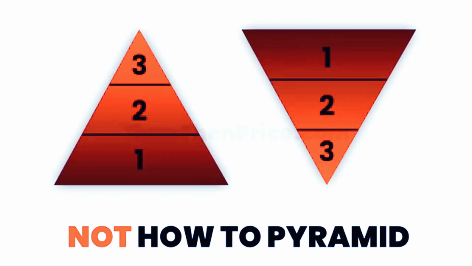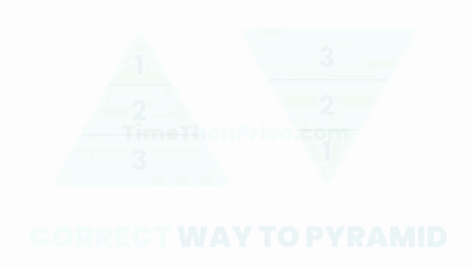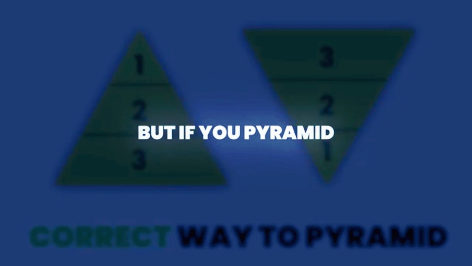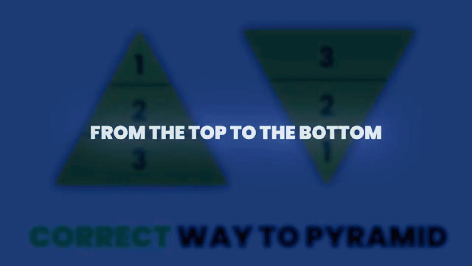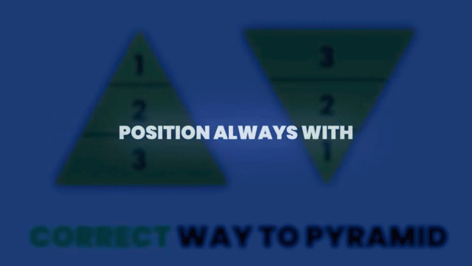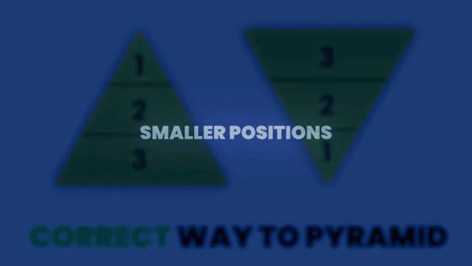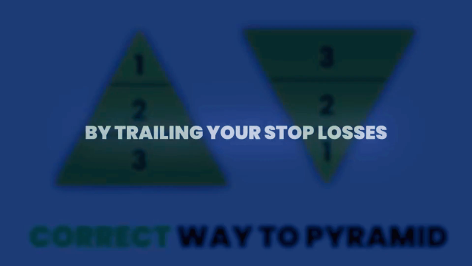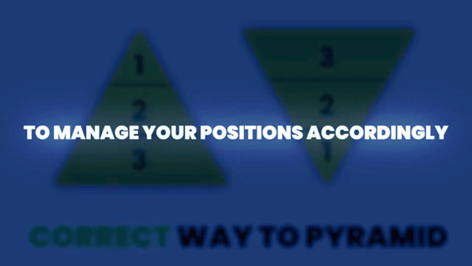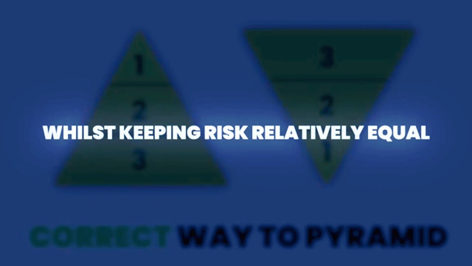We always pyramid from the top to the bottom, meaning our biggest entry comes first, always, because if you don't and the market runs against you, you will see that the damage will be increased significantly. But if you pyramid from the top to the bottom, where you have your biggest position initially on, and you pyramid onto that position, always with smaller positions, whilst you're managing your risk accordingly by trailing your stop losses, you will see that you will be able to manage your positions accordingly whilst keeping risk relatively equal.